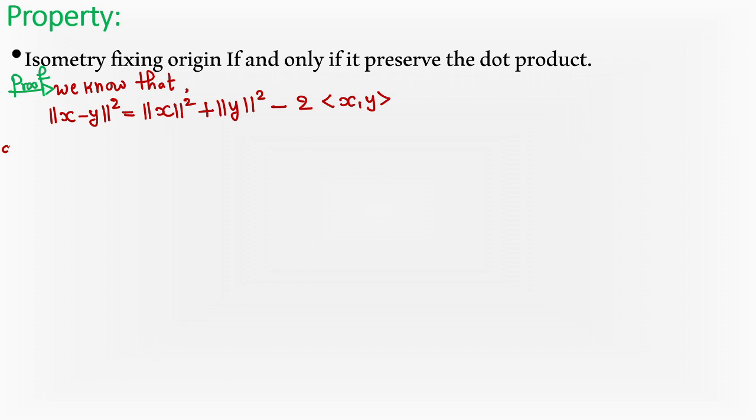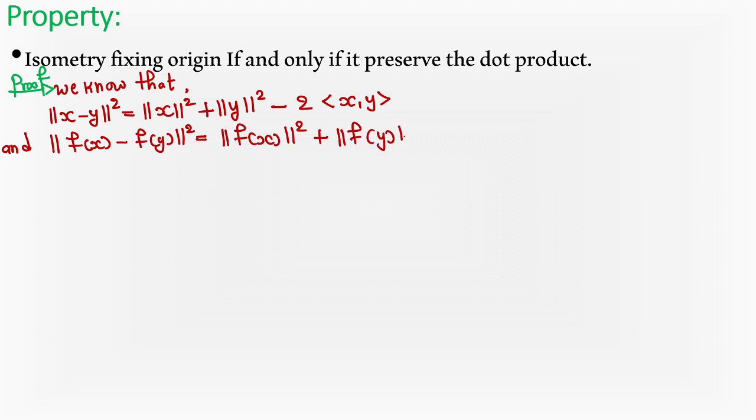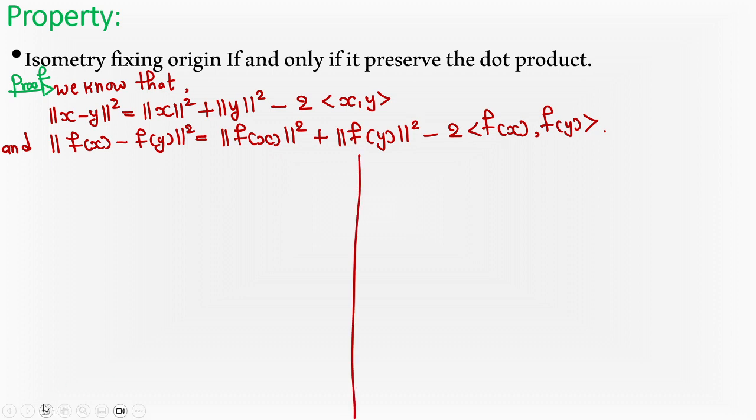And similarly, I can even write the same thing for f of x minus f of y. Correct? So that is the same as the norm of f of x, the whole square, plus the norm of f of y, the whole square, minus 2 times the inner product of f of x comma f of y. So this is something that we know from our observation. Now let me start the proof of this. This is something that we knew. Now it is if and only if, right?